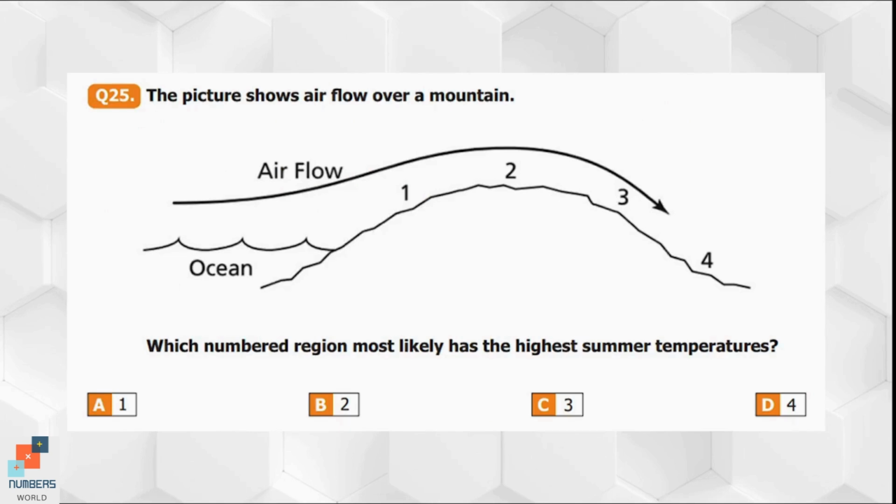Question number 25. The picture shows airflow over a mountain. Which numbered region most likely has the highest summer temperatures? According to the picture, the areas which are away from the ocean tend to be hotter because they lack the moderating influence of ocean breezes, which can cool temperatures. So, as it is away from the ocean, region 4 will have the highest summer temperatures.